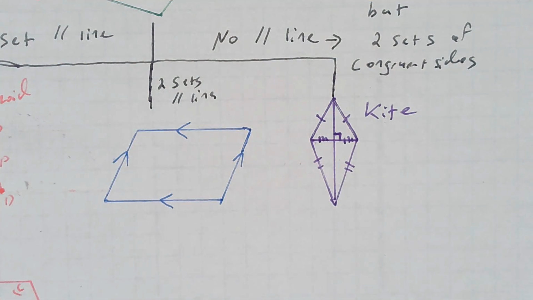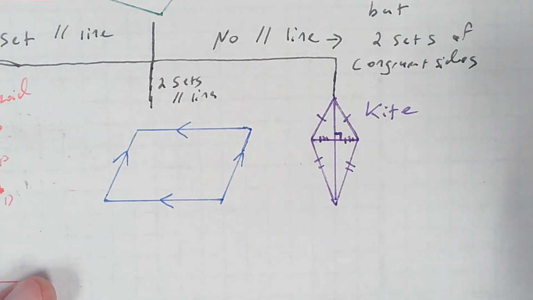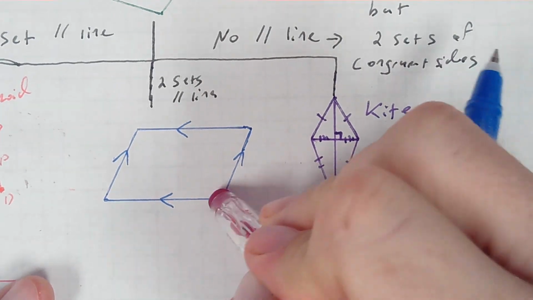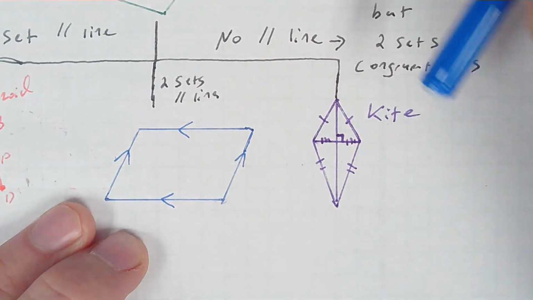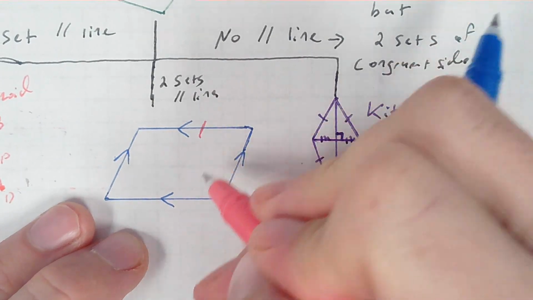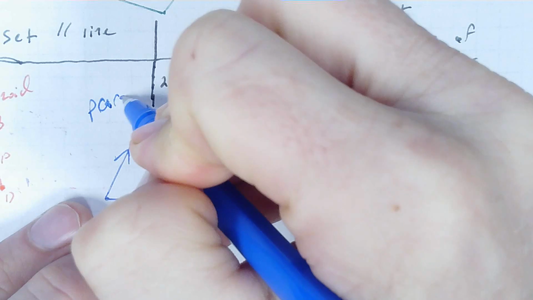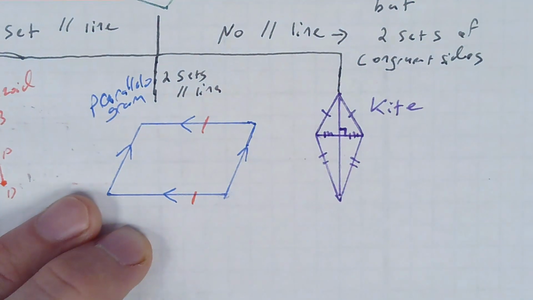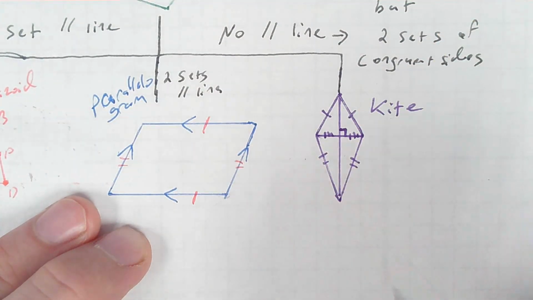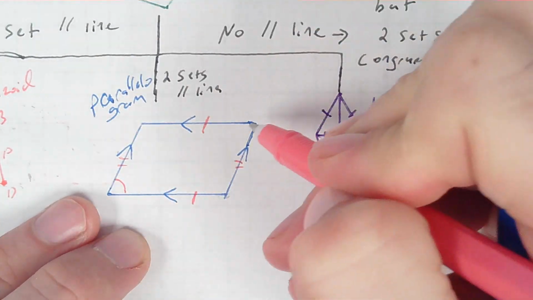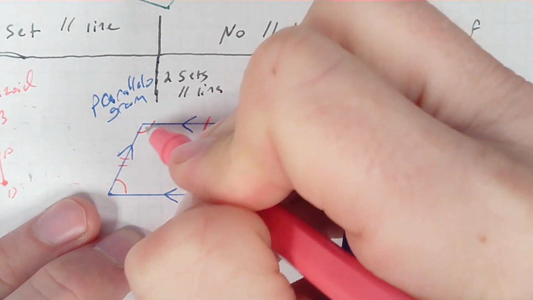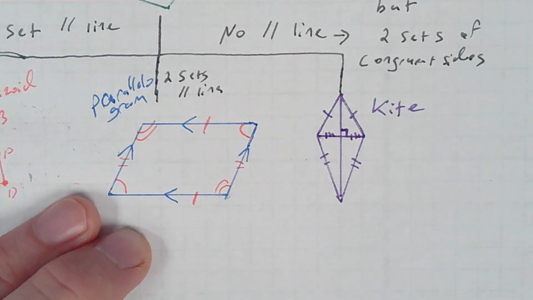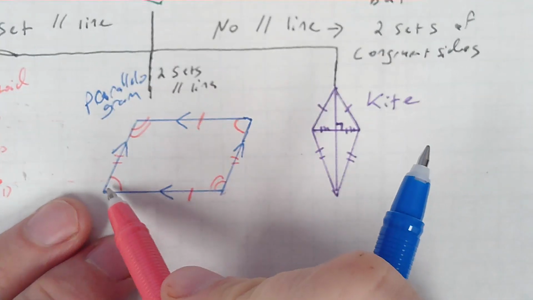And there's a bunch of properties about a parallelogram that I can remember. These line segments are congruent. This is a parallelogram. These two line segments are congruent, and these two line segments are congruent. In a parallelogram, these angles are congruent, and these angles are congruent. So that's helpful.